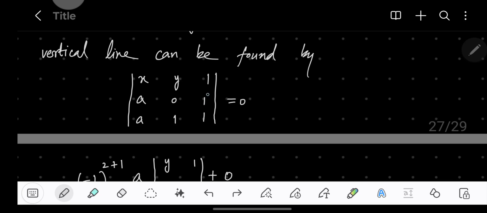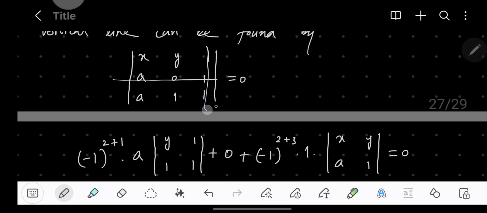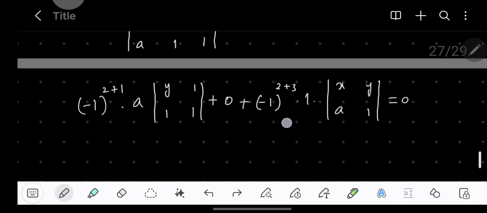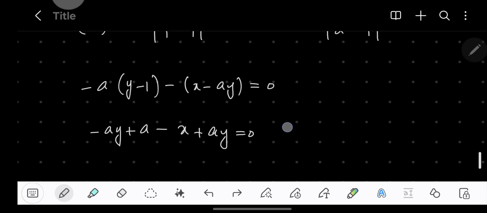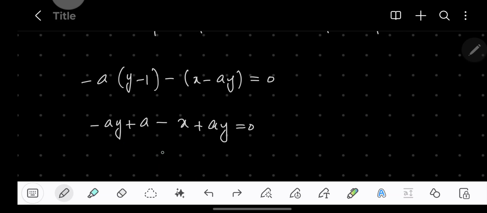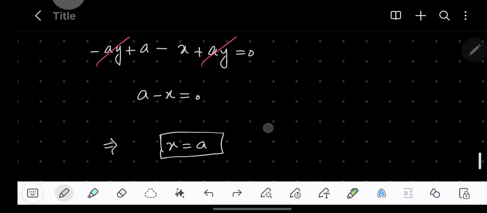other values, and then for this value I will write negative 1 to the power 2 plus 3, because this is in the second row and in the third column. So I will write 2 plus 3 times 1 times the determinant obtained by deleting this row and this column. Okay, so we put it equal to 0. Then after simplification we will get this value, and after more simplification you can check. I can cancel negative ay with positive ay, so I will end up with a minus x. So if I take a to the other side, you have x is equal to a. This is the equation of the vertical line.